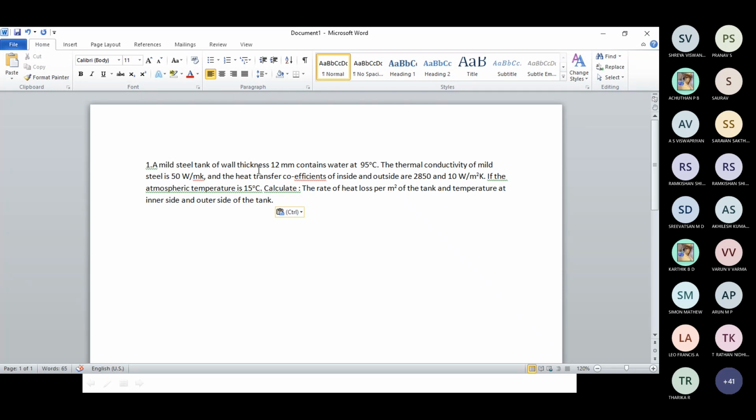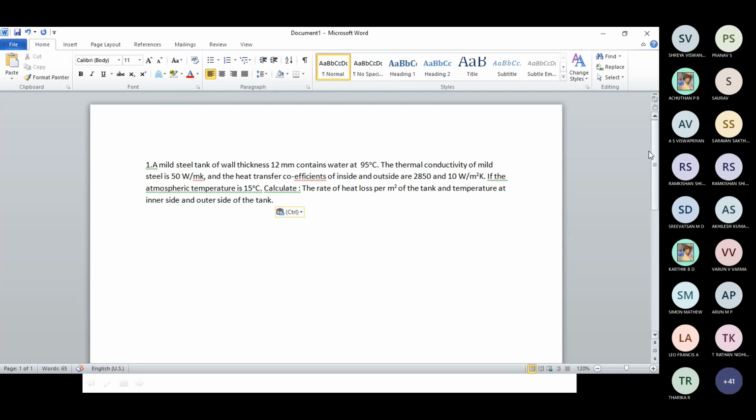A mild steel tank of wall thickness 12 mm contains water at 95 degrees C. All of you please take it down while I solve the problem. The thermal conductivity of steel is 50 watt per meter Kelvin. The heat transfer coefficient inside is 2850 and outside is 10. If the atmospheric temperature is 15 degrees C, calculate the rate of heat loss per meter squared of the tank, and the temperature at the inner side and outer side of the tank.